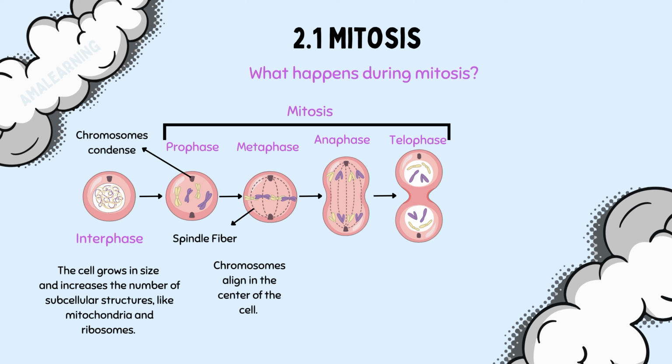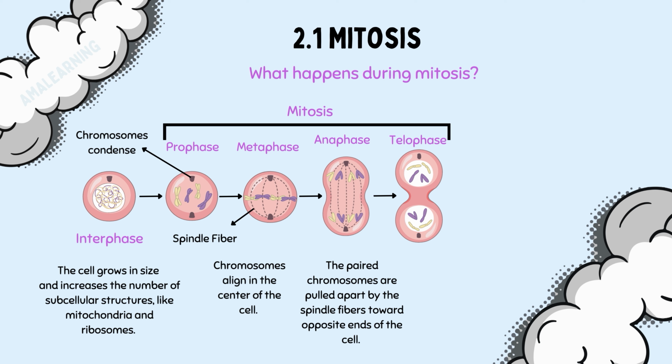During anaphase, the paired chromosomes are pulled apart by the spindle fibers toward opposite ends of the cell. During telophase, the chromosomes reach the opposite ends of the cell. A new nuclear membrane forms around each set, resulting in two nuclei within one cell. Nuclei is the plural of nucleus.